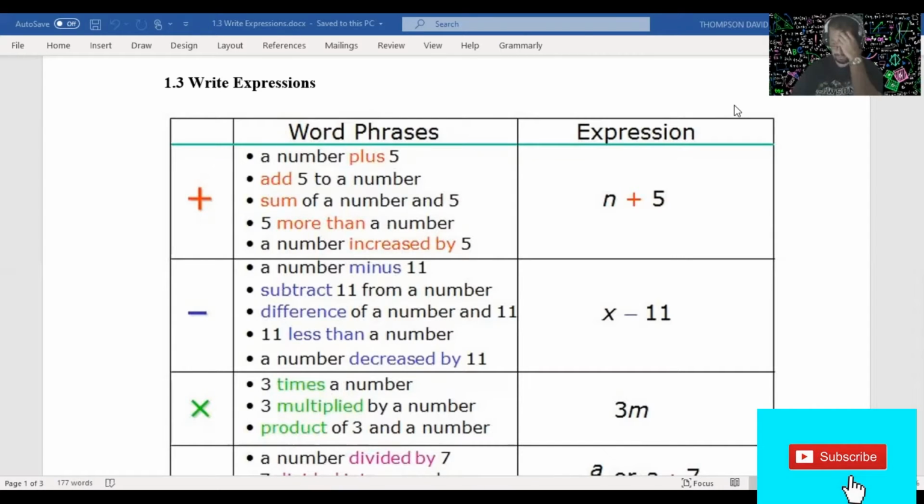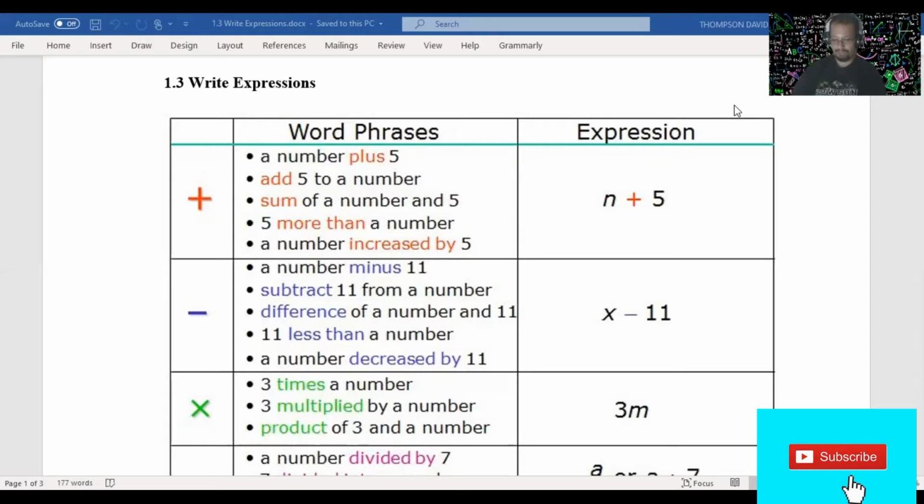Subtraction. In word phrases, we will say a number minus 11. Subtract 11 from a number. Difference of a number and 11. 11 less than a number. A number decreased by 11. As an expression, we would write x minus 11.